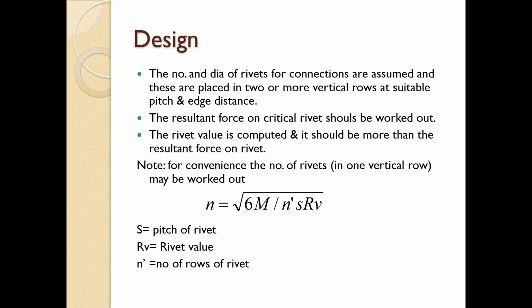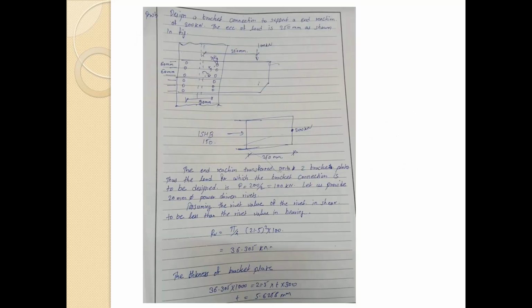Note that for convenience the number of rivets in one vertical row may be worked out by using the following formula, that is n equals under root of 6M divided by n dash s into rv, where s is the pitch of the rivet, rv is the rivet value, and n dash is the number of rows of rivets.